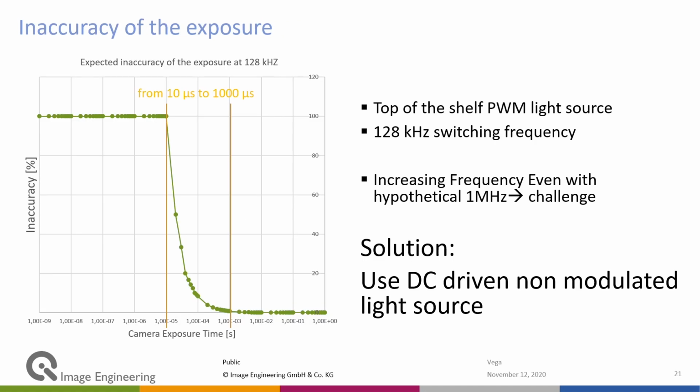If you map these inaccuracies on a map, on the x-axis we can see the camera exposure time, and on the y-axis the worst case inaccuracy. You can see that even the most interesting area between 10 microseconds and 1000 microseconds is strongly affected by PWM light sources. So, if using extremely short exposure times and working with HDR cameras, the only solution is to use DC-driven and not modulated light sources.